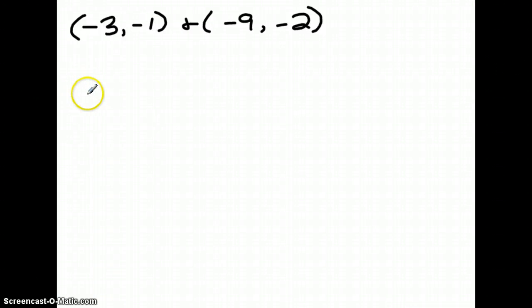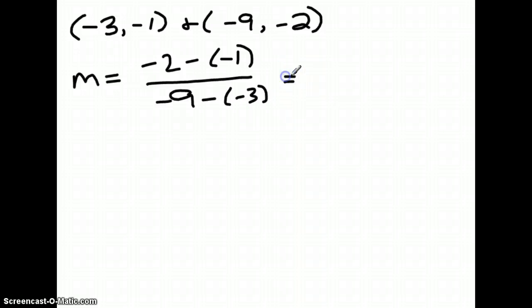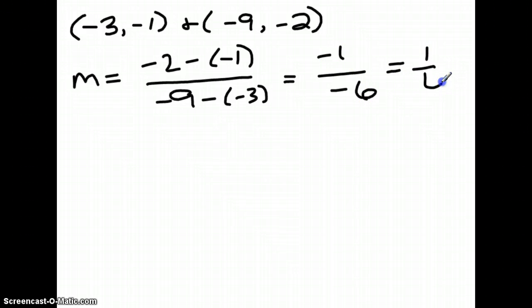Those are my two ordered pairs, and to find my slope, I'm going to subtract y2 minus y1 over x2 minus x1. Okay, so y2 is negative 2 minus y1 negative 1, so it'll be plus 1, so I'm going to get negative 1. And x2 is negative 9 minus x1 is negative 3, so that's going to be negative 6. Okay, so two negatives, that is the same thing as positive 1/6.